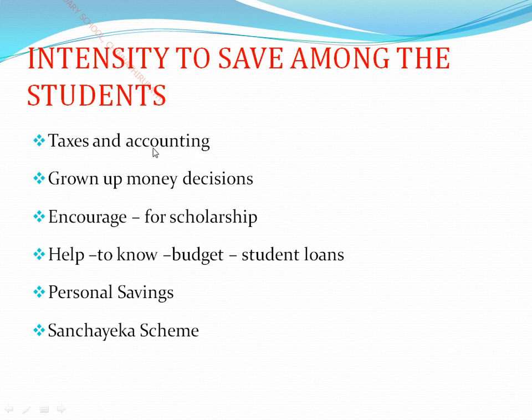So like us, the student should know through saving what taxes mean and what accounting means. And grown-up money decisions also, during this period, each and everyone should be involved in grown-up money decisions, about which is the right period to increase money and which is the right period to spend economically. So next, the third one, encourage them to apply for scholarship. Them means the students, who have to get encouragement from the elders to know the importance of scholarship.